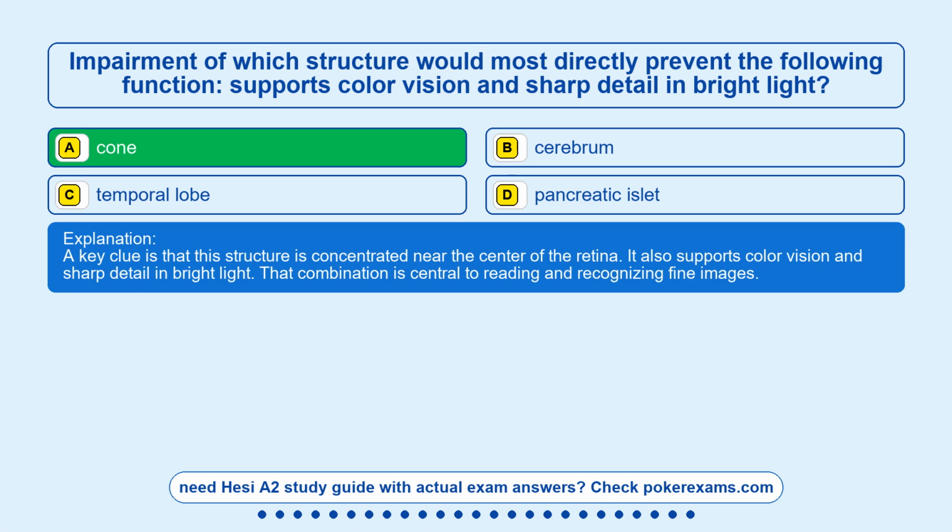A key clue is that this structure is concentrated near the center of the retina. It also supports color vision and sharp detail in bright light. That combination is central to reading and recognizing fine images.